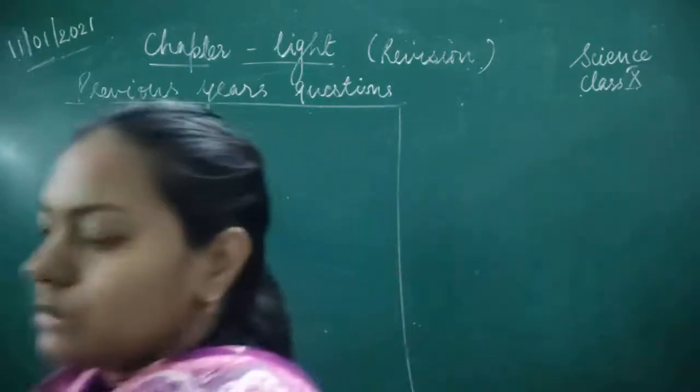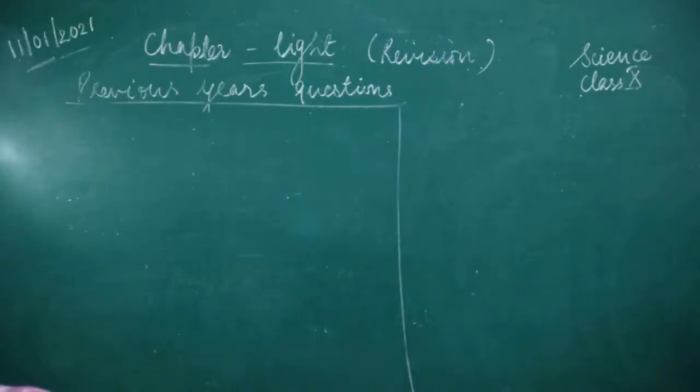Let us solve this question now. This question says, list some of the properties. Okay, one more question is there. Distinguish between real and the virtual image of an object. What type of image is formed by the plane mirror and in the cinema hall?